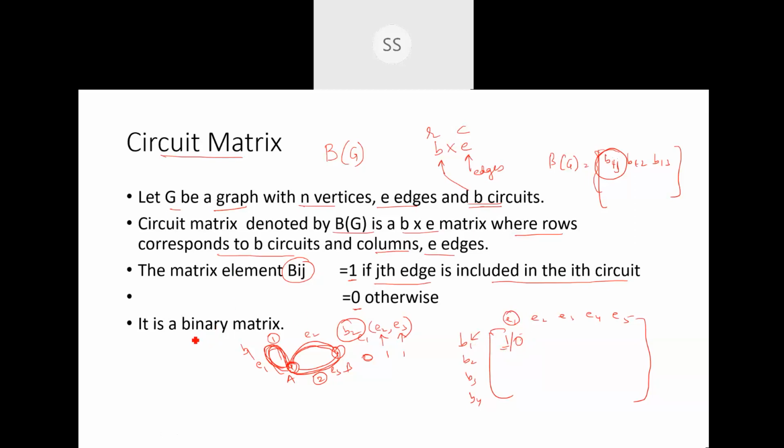The other name for the circuit matrix is the binary matrix. It is also known as the binary matrix. Why do you call it a binary matrix? Because it consists of ones and zeros.